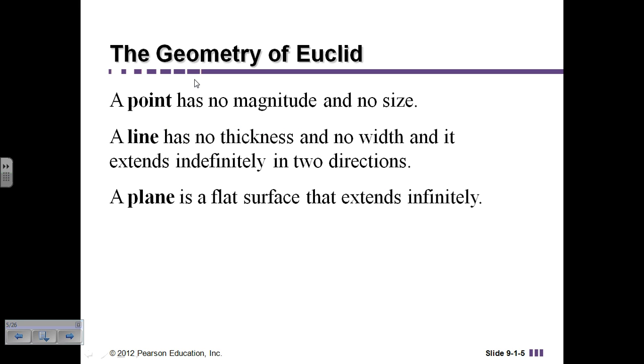A plane is a flat surface that extends infinitely in all directions. So a lot of times what we'll do is we'll think of a plane as a piece of paper, even though that doesn't extend infinitely. We think of a line as a line on the piece of paper, and a point as a point on the piece of paper.